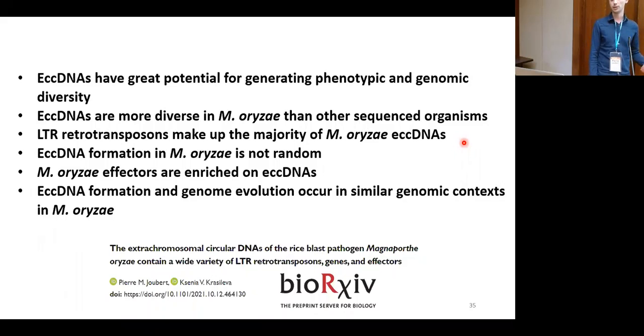I've hopefully convinced you that this formation isn't completely random in the genome. I've also shown that effectors are enriched on eccDNAs. And finally, that eccDNA formation, as well as this genome evolution that I was talking about at the beginning of my talk, do tend to occur in the same genomic context in Magnaporthe oryzae. So there's a lot more to this project, a lot of things that I tried, and I do encourage you to ask me any questions, but also do check out my preprint on the topic.